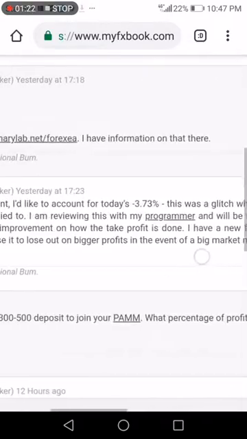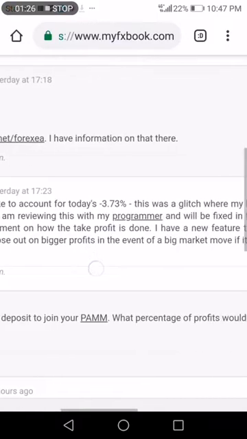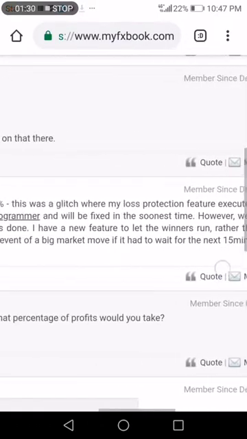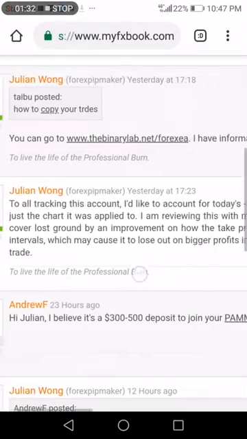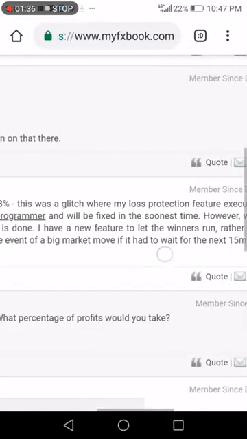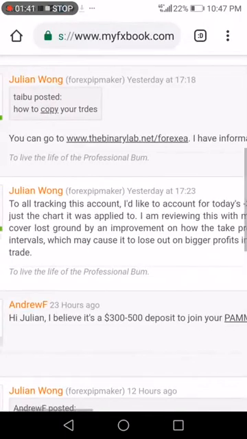However, we should be able to cover lost ground by improving how the take profit is done. A new feature will let the winners run rather than be exited at intervals, which may cause it to lose out on bigger profits in the event of big market moves, if it has to wait for the next 15-minute bar to enter a new trade.